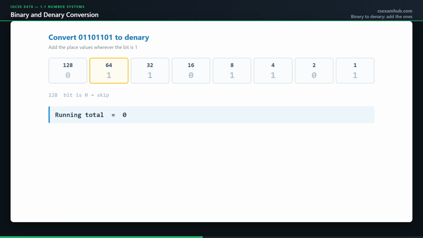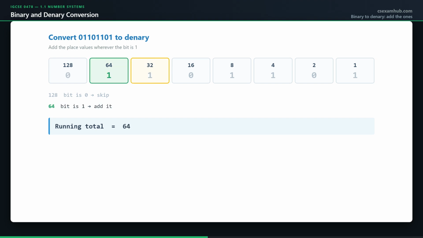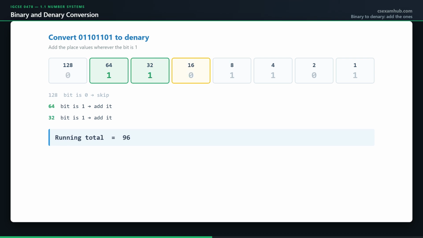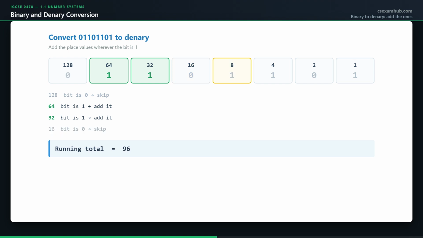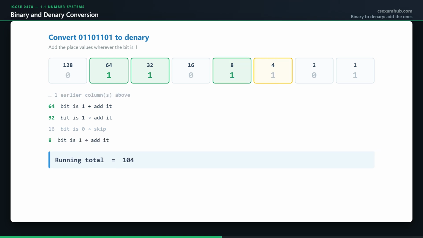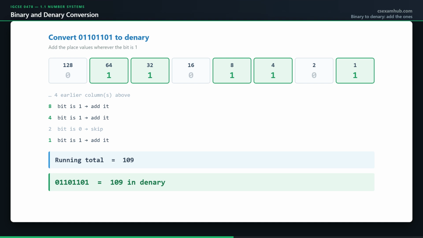128. The bit is 0, so we skip it. 64. The bit is 1, so 64 goes in. 32. Also 1, so add 32 and we are on 96. 16. 0, skip. 8. 1 added, and that takes us to 104. 4. 1 added, 108. 2. 0, skip. 1 added, and we finish on 109. So that byte is 109 in denary. That is the whole method.